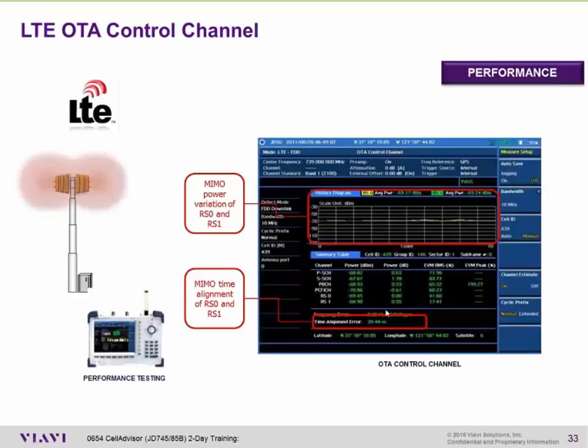Now, there can also be another problem with MIMO, and that is the time alignment, meaning the timing difference between the two transmits, otherwise referred to as reference signal 0 and reference signal 1. This can oftentimes happen on DAS systems where they use cable links that are varying different lengths, whether it be fiber or RF cables. If it's greater than 65 nanoseconds, then you will probably have a problem with your handsets being able to take advantage.